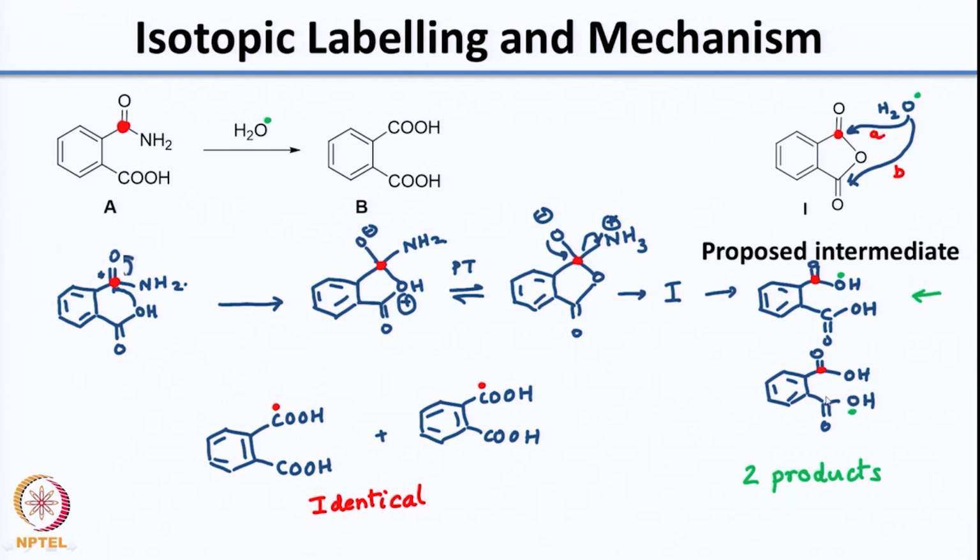So, this is a very nice illustration of how while designing these experiments one has to be very smart in picking which places to label and how the label will help you actually distinguish the mechanism. Otherwise, if you had just put one label, you would not have been able to clearly distinguish between the two mechanisms, that is direct attack versus formation of intermediate I.